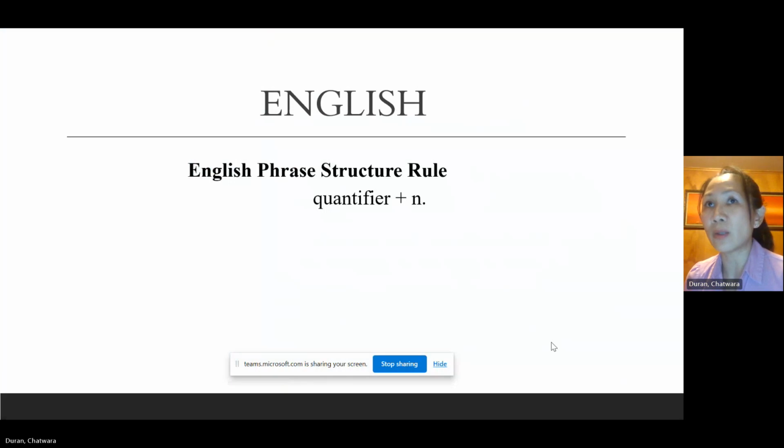Quantifiers are those types of words that come before the noun. So for example, you have the noun car. If you want to put a quantifier on car, you put a or one, which means one, right? No more than one single unit of car.